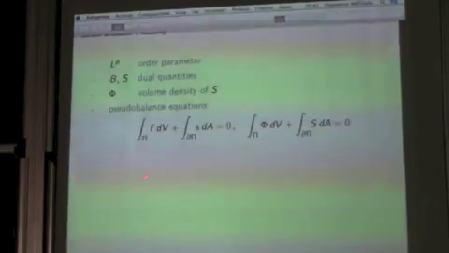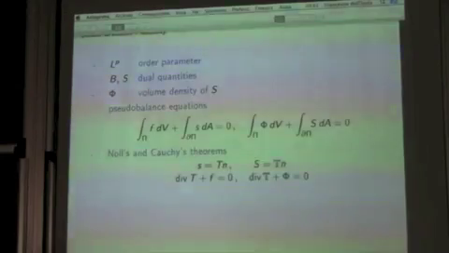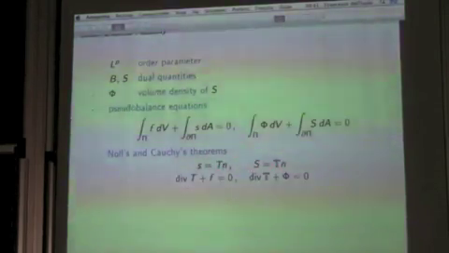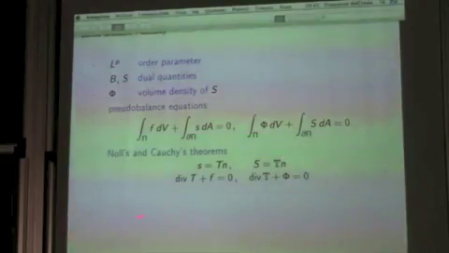And we have the pseudo-balance equation of this type, which are exactly the same as before. Only the names of the symbols of the quantities have been changed graphically. We have Noll and Cauchy theorem. This time S is a second order tensor, this T is a third order tensor, but the equations are the same.